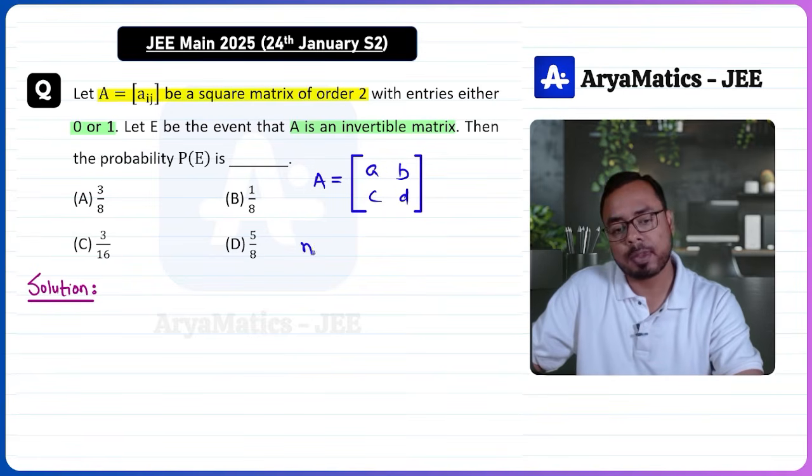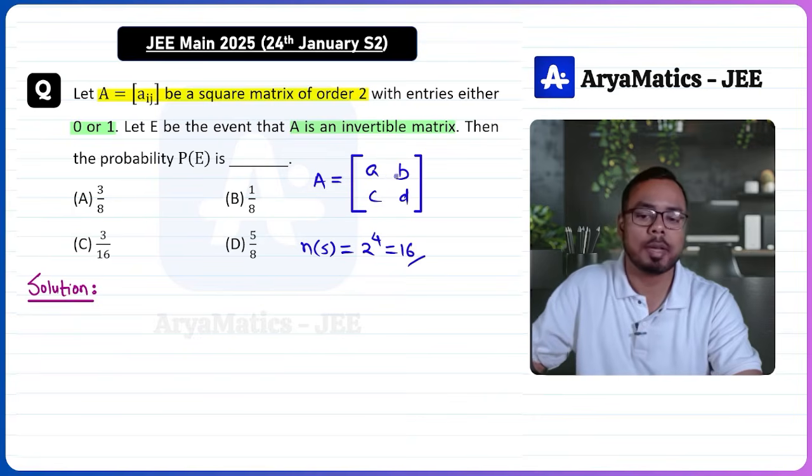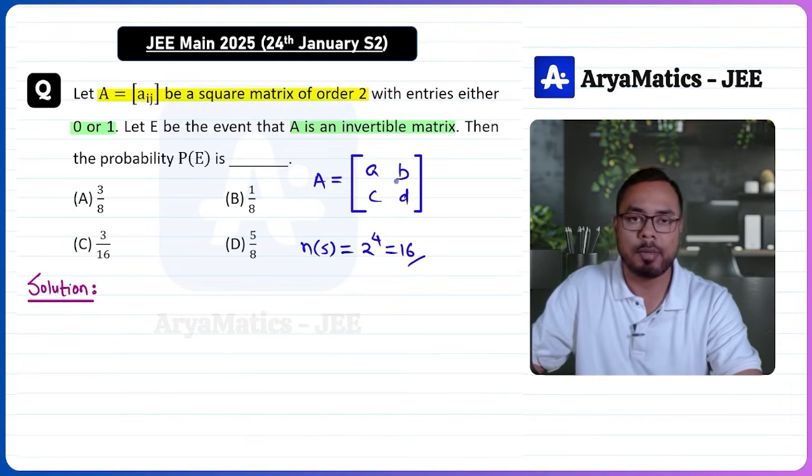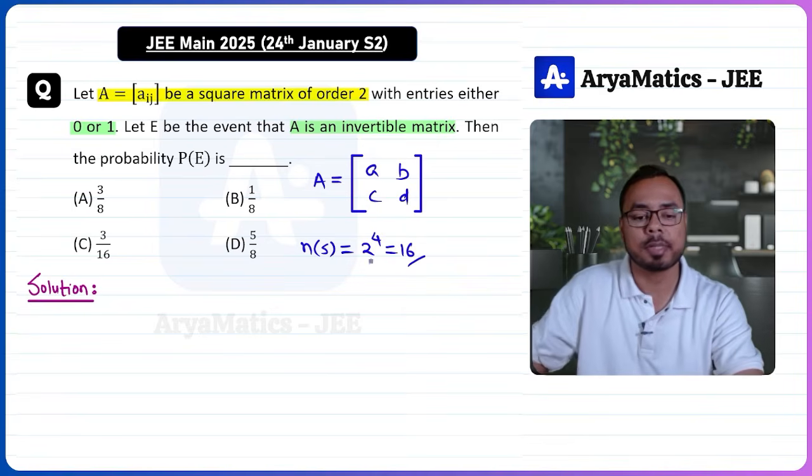Therefore, number of elements in sample space, or number of matrices, will be 2 raised to 4, or 16. For A, we have 2 options: either we can take A as 0 or 1. For B, we have another 2 options and so on. So using the multiplication rule, the number of matrices that you can create will be 16.